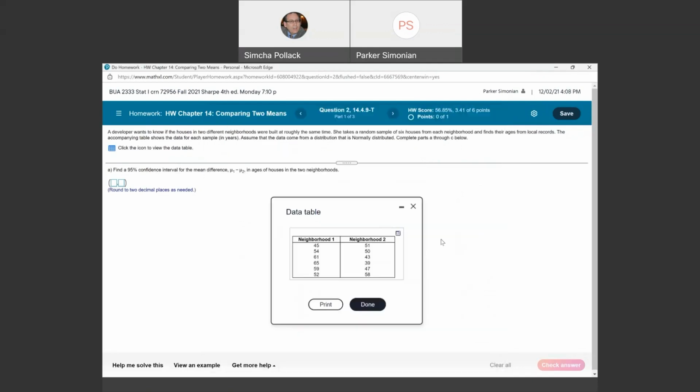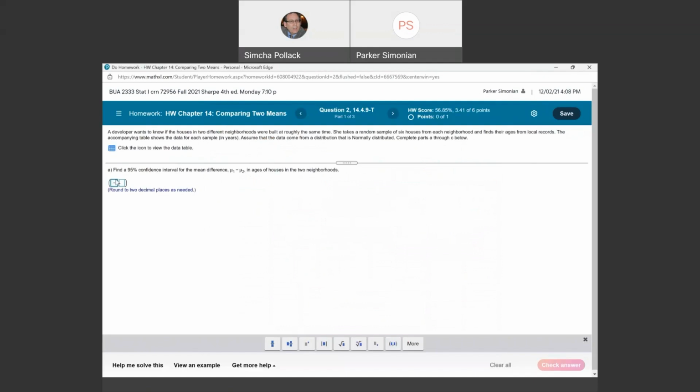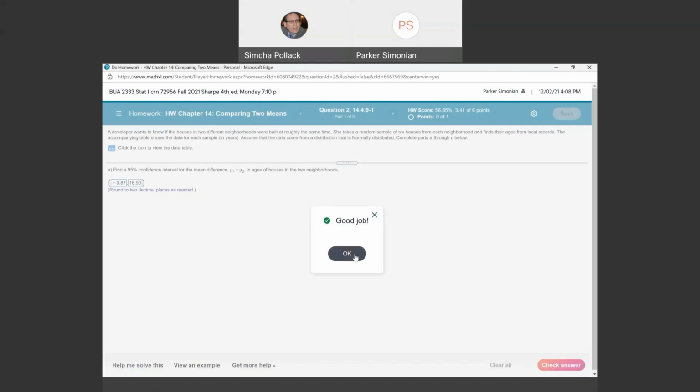Cut and paste, or you just type it in. So we put the minus in. Point 875. It's always a good idea to put a zero before the point. It's hard to see the point. And then the upper one was 16 point 89. Yep. Great. That's easy, right? Okay. And what's the next one?